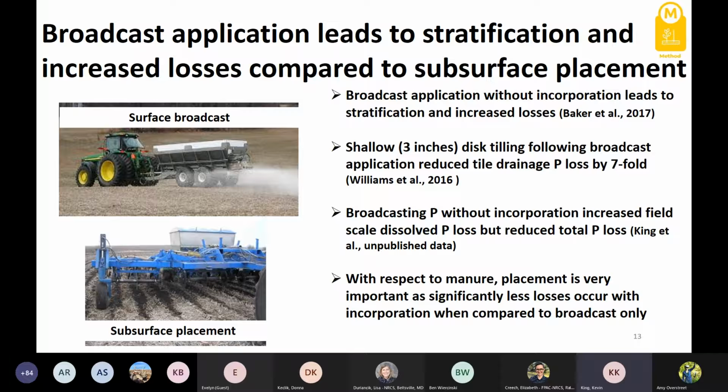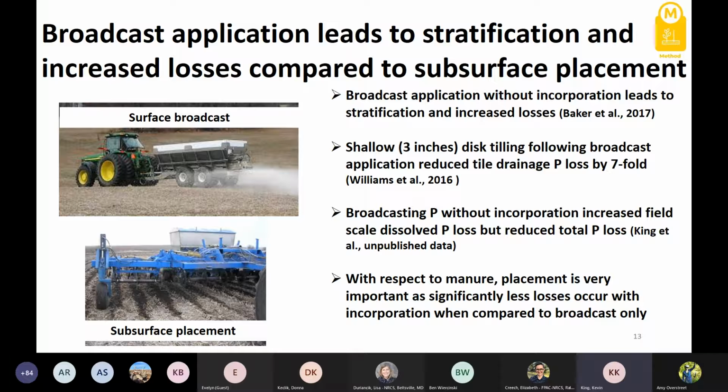So the message is that we need to get the nutrients below the surface. However, we are not advocating wholesale tillage. We are suggesting the use of subsurface placement tools or light incorporation. The results are very compelling in terms of subsurface placement.